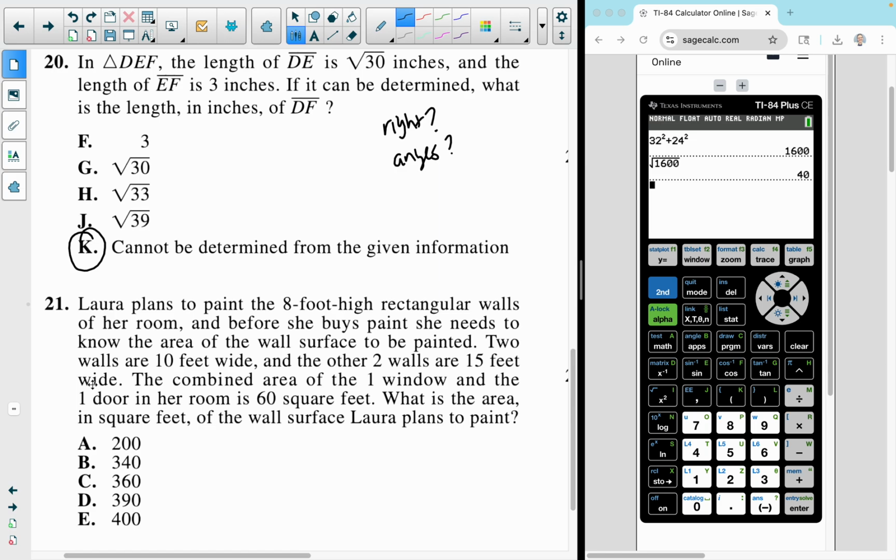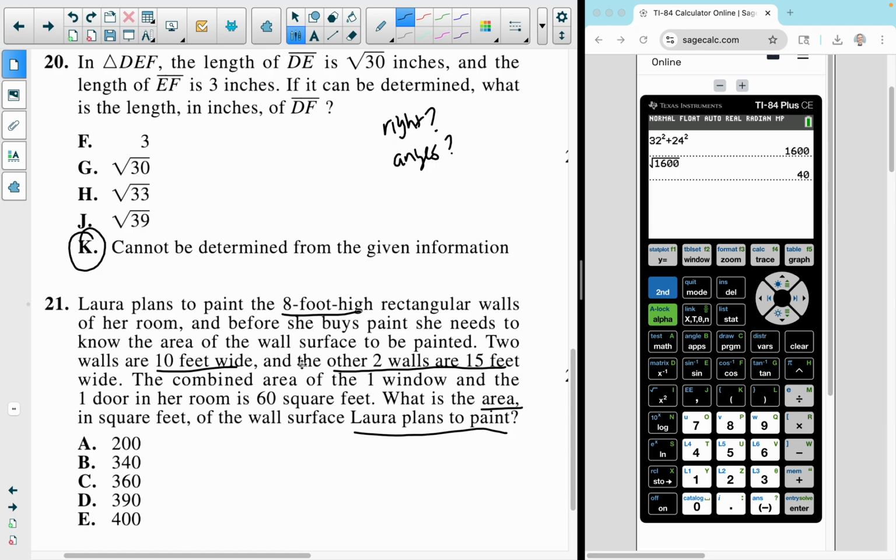Okay. Next question, I'm going to look straight at the question. It says, what is the area in square feet of the wall surface Laura plans to paint? So she's going to be painting. Okay. Plans to paint the 8-foot high rectangular walls of her room. And before she buys paint, she needs to know the area of the wall surface to be painted. So she has 8 foot high. 2 walls are 10 feet wide, and the other 2 walls are 15 feet wide.